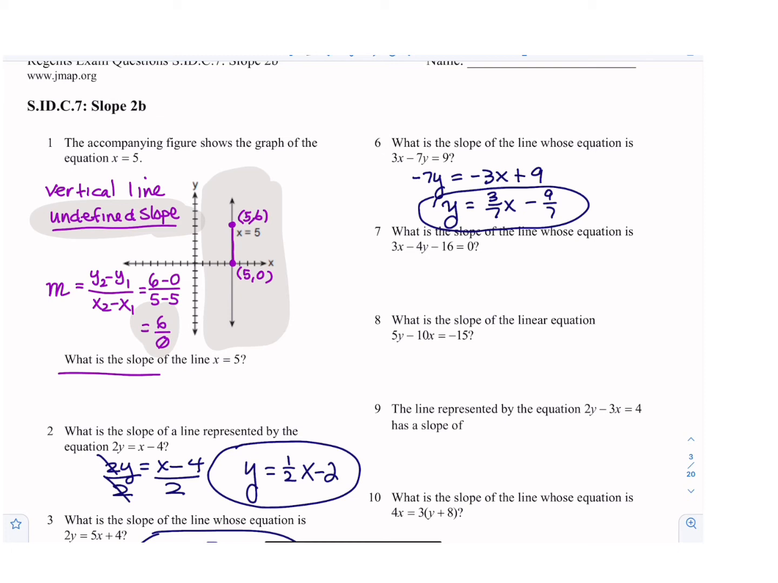Number 7, first we're going to add 16 to the other side. So 3x minus 4y equals 16. We can then follow that up by subtracting 3x to the other side. So negative 4y is going to equal negative 3x plus 16. And the last step is going to be to divide by negative 4. So we're going to get y is equal to positive 3/4 x minus 4, because 16 divided by negative 4 is negative 4.